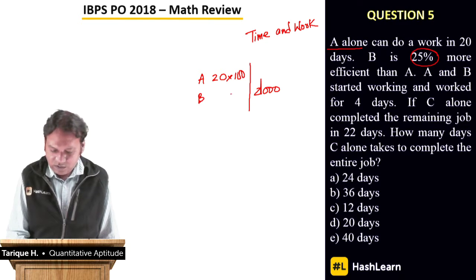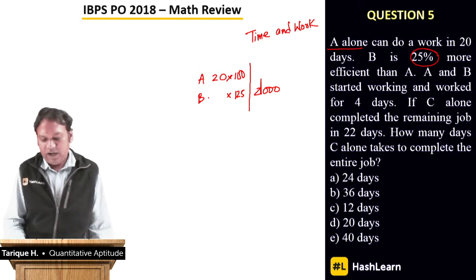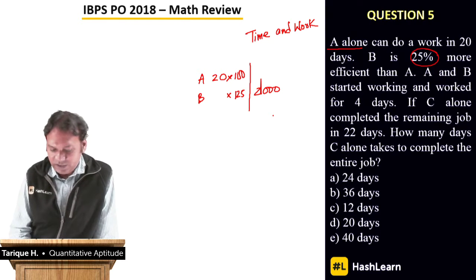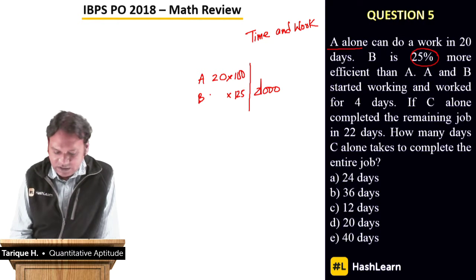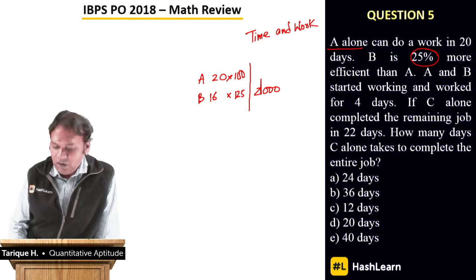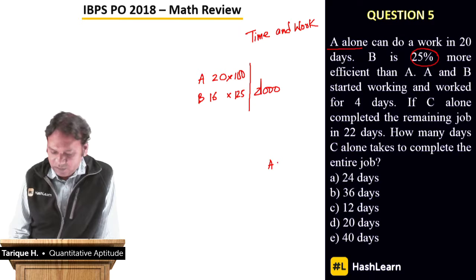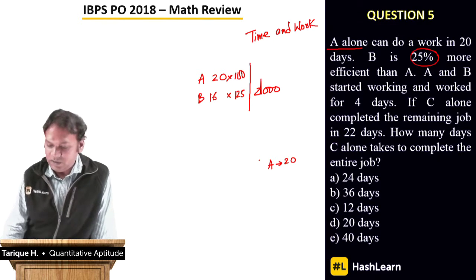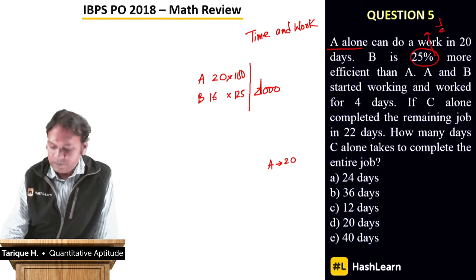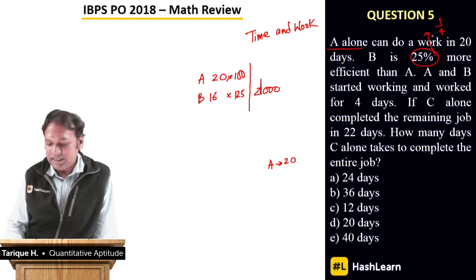Now 20 into 100. If B is 25% more efficient than A, then B is 125. When you divide 2000 by 125, how much do you get? 16 times. So 16 into 125 is equal to 2000, so B will complete the work in 16 days. Also, we can directly relate with A's efficiency. A can do a work in 20 days and B is 25% more efficient. Now 25% is 1 by 4.